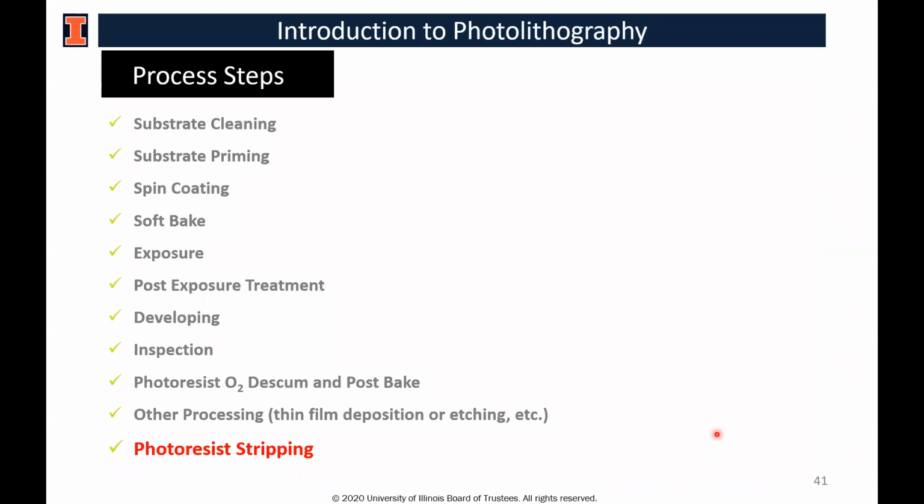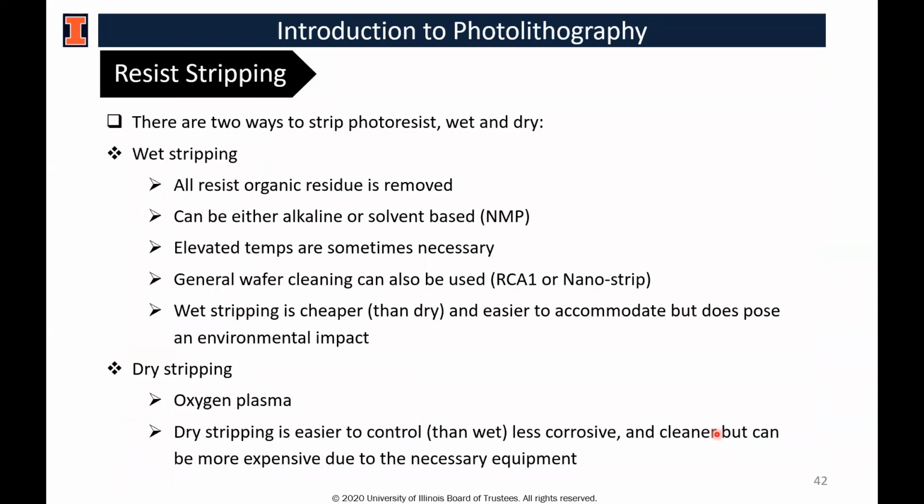Okay, then the photoresist is no longer needed. The process is already over, so we need to strip the photoresist. There are two ways of stripping photoresist, wet and dry. It's basically the same as wet etching and dry etching.